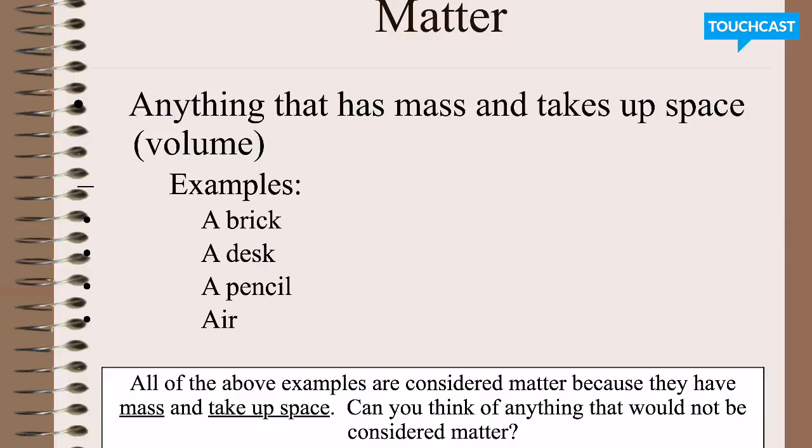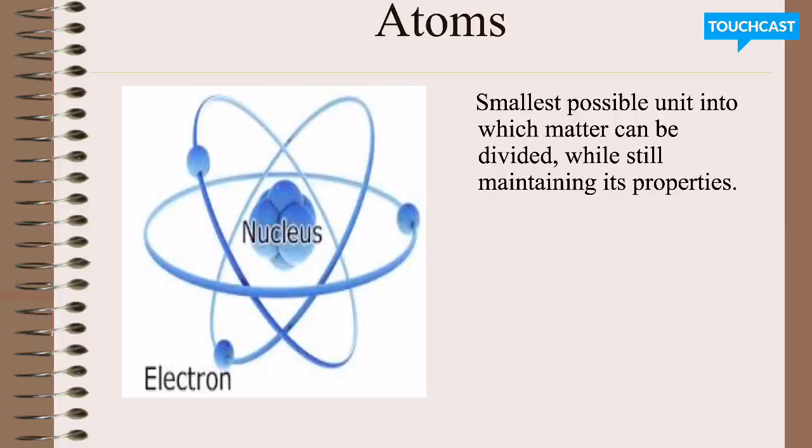Okay, so basically atoms make up matter, and matter is anything that has mass and takes up space or volume. So a brick, a desk, a pencil, air, the computer, the iPad, your phone, however you're looking at this video. You may have heard the word atoms before. This is the smallest possible unit into which matter can be divided while still maintaining its properties. So again, we have the area called the nucleus, and then those three outer rings are called the electron cloud.